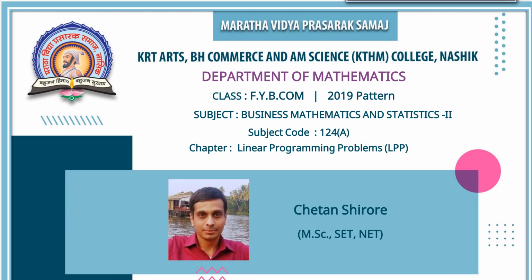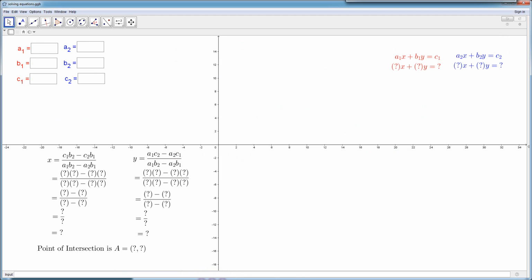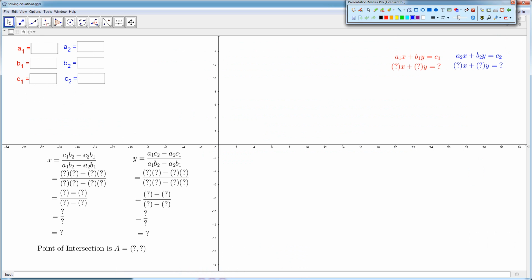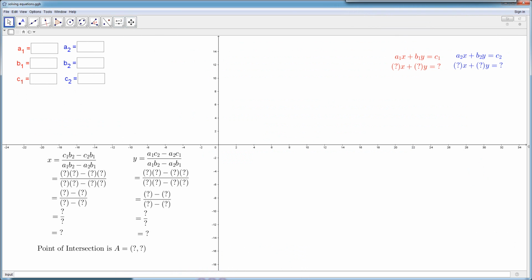Algebraically, it means to solve simultaneous equations. So let us see how to find the intersection point of two lines. Recall that from the first lecture, the equation ax plus by is equal to c represents a straight line.